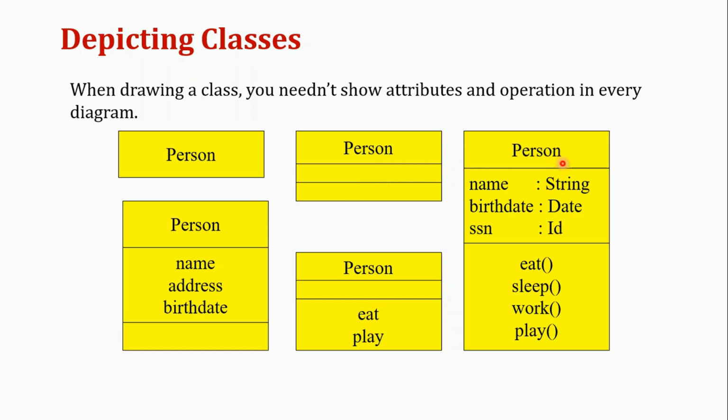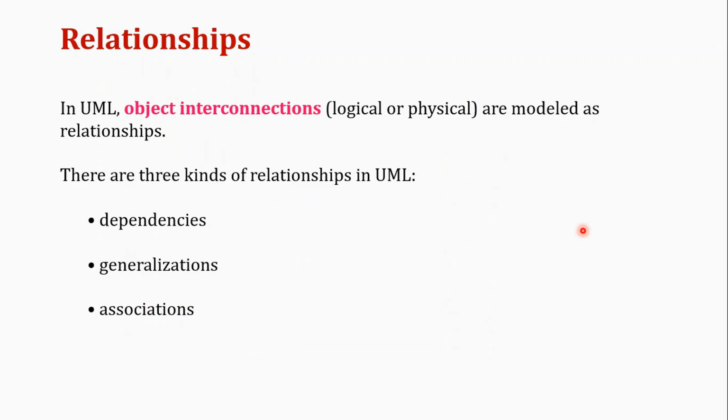So all these are valid class diagrams. Next, in a class diagram, we have relationships between the objects or entities. Here we have three types of relationship: dependencies, generalization, and association. So we'll see dependency first.